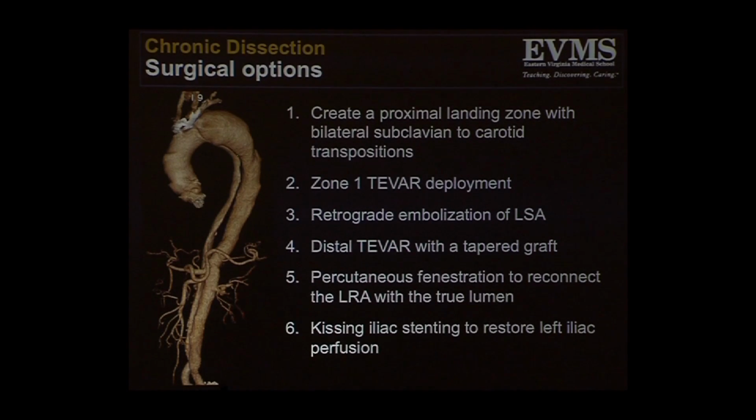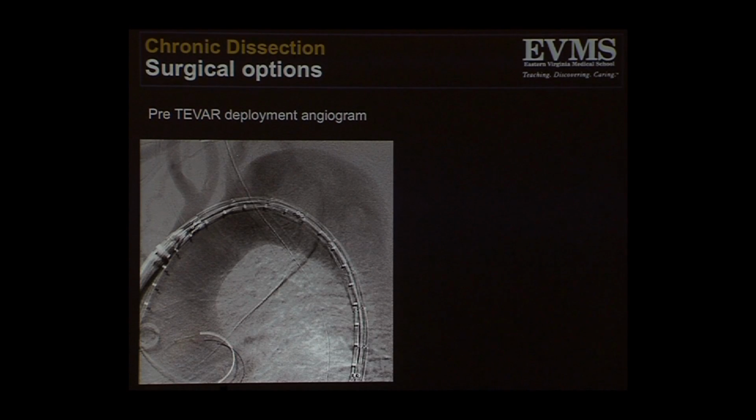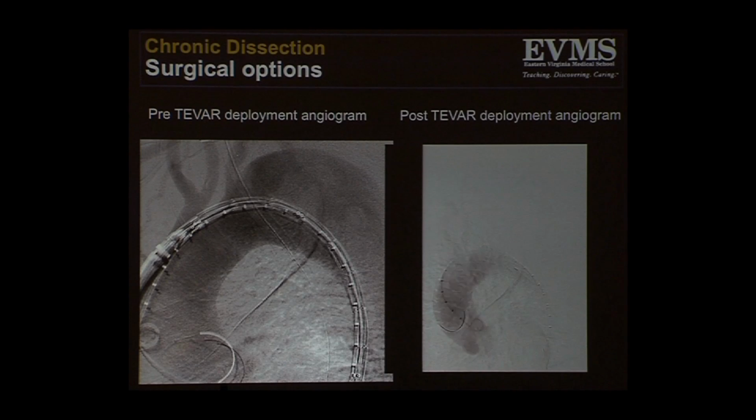We also were planning to do percutaneous fenestration to reconnect that left renal artery back into the true lumen system, and also to do kissing iliac stents to restore the left iliac perfusion. This is a pre-TEVAR deployment angiogram, as you see here. And this is after the TEVAR deployment, and you can see that the graft is in good position. We do have an endoleak here. That endoleak is a type 2 endoleak from the left subclavian artery.